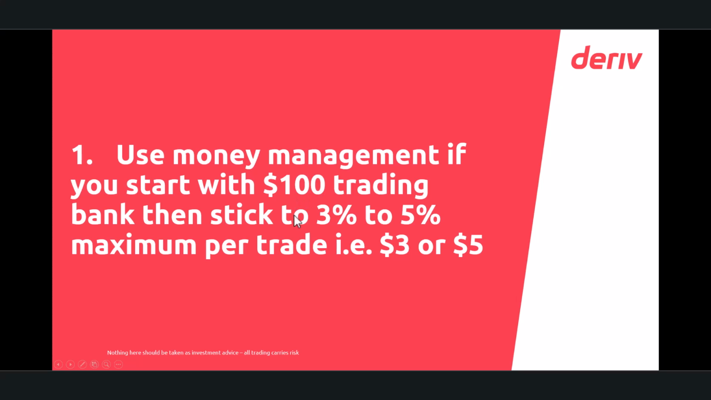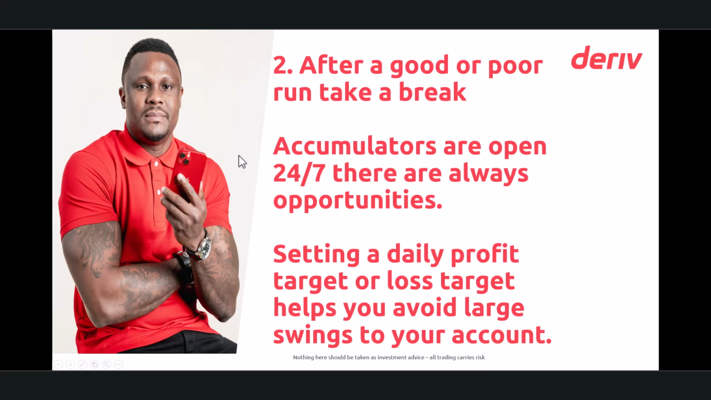So it doesn't have to be complicated with money management, but do have some sort of a money management in mind. And I say, with a relatively small account, start with 3 to 5%. Now, after a good or poor run, take a break. Now, nice thing about accumulators, they're open 24/7. They trade on the popular Deriv volatility indices.